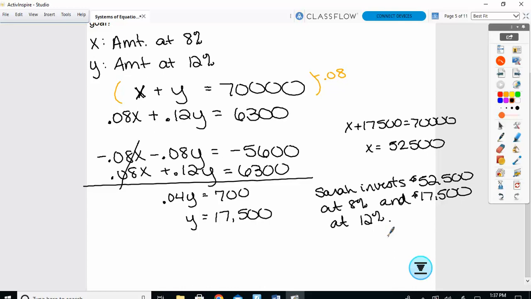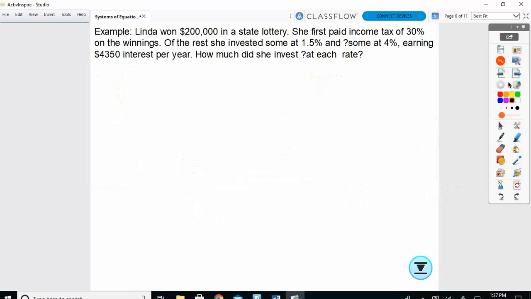I'm going to start the next problem with you, but then I'm going to have you finish it on your own. So it tells us that Linda won $200,000 in a state lottery. She first paid income tax of 30% on the winnings. Of the rest, she invested some at 1.5% and some at 4%, earning $4,350 interest per year. How much did she invest at each rate?